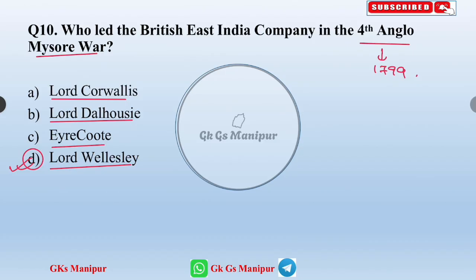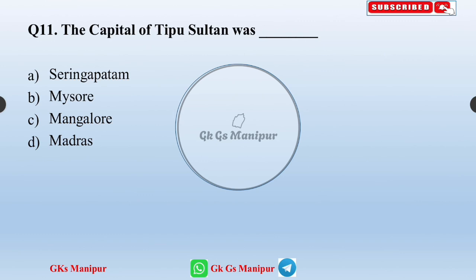With this next question, question 11, the capital of Tipu Sultan was? Option number A Seringapatam, option number B Mysore, option number C Mangalore, and option number D Madras. So here the correct option is Seringapatam, the capital of Tipu Sultan.